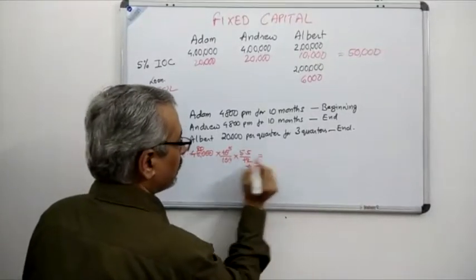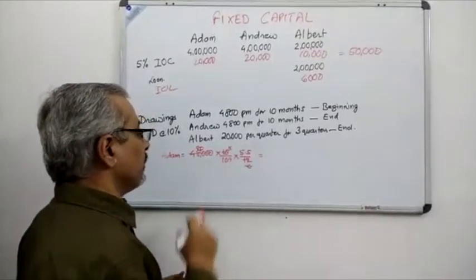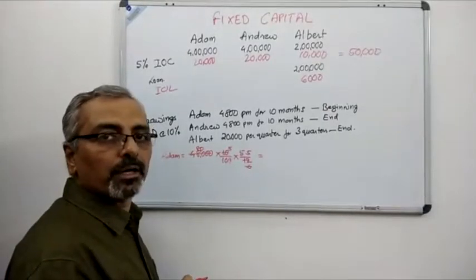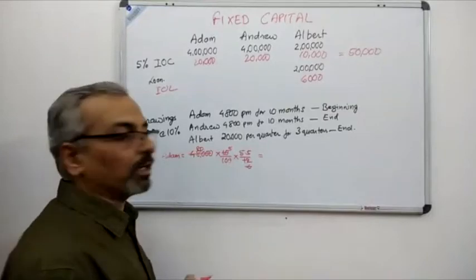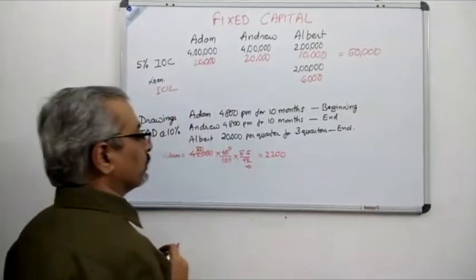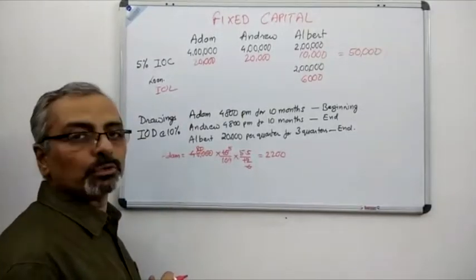So we have over here the total amount, if you see very carefully, 10%. So 80 into 5, that gives us 400. 400 into 5.5, that would give us 2,200. Therefore, the interest on drawings for Adam is 2,200.